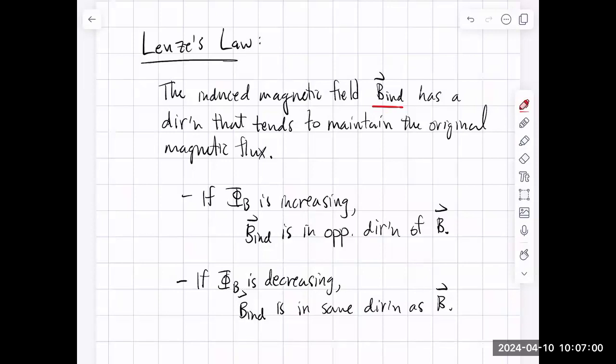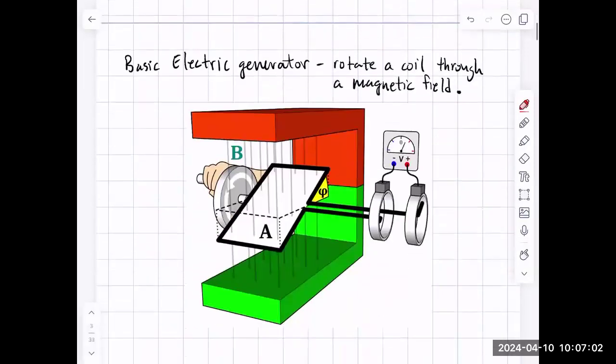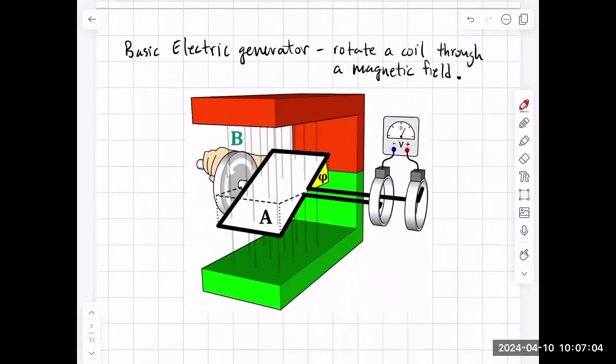Okay, so what I want to do today is start by talking about an important application of Faraday's law. And it's all going to be about electrical generators. And so here is a schematic of a simple design of an electric generator.